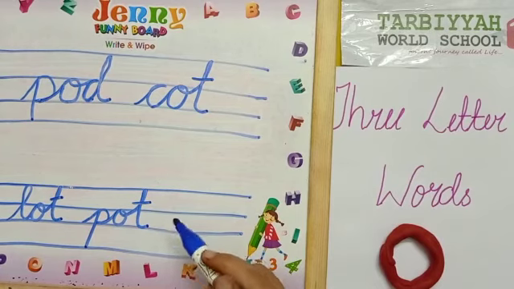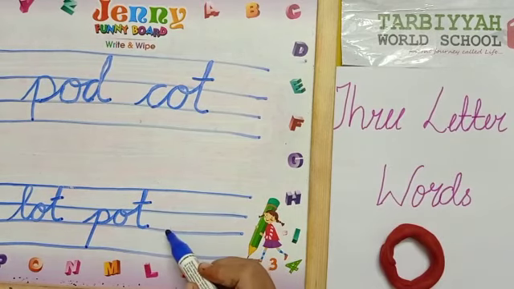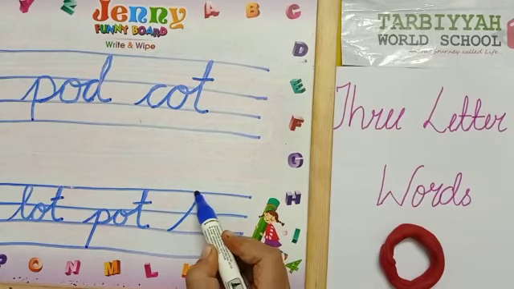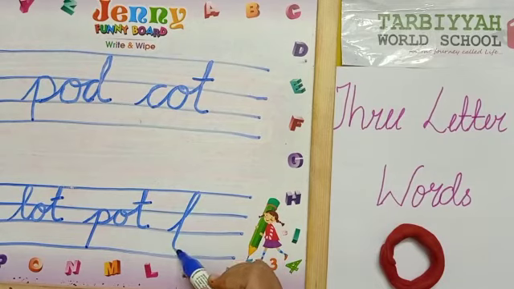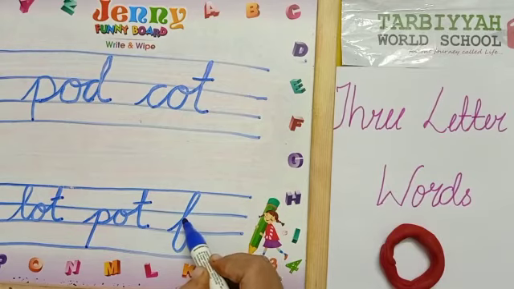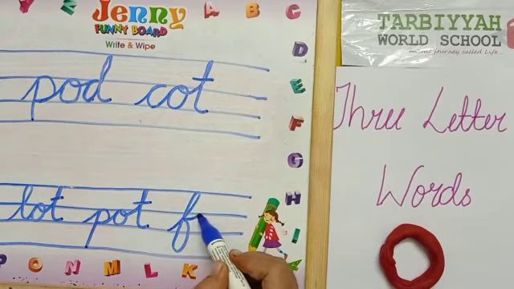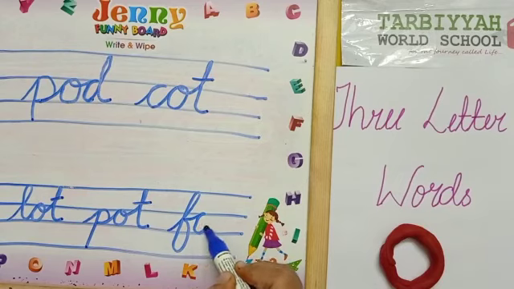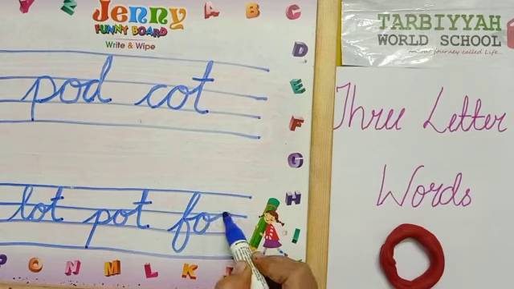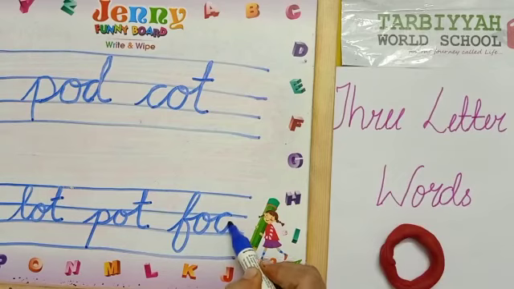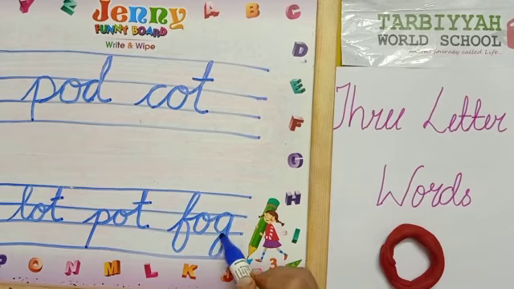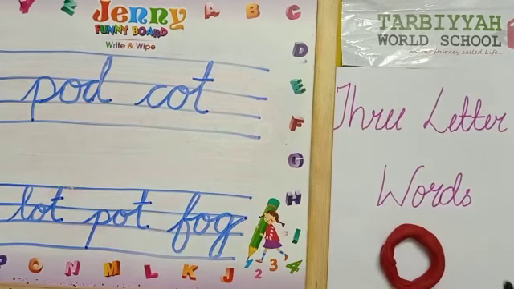Now we have to write fog. Bottom to top, top to bottom, then a curve, and now we have to make O. G. Now a small curve, top to bottom, bottom to top, top to bottom, a small curve, now bottom to top. So my dear students, you have to practice writing these words.